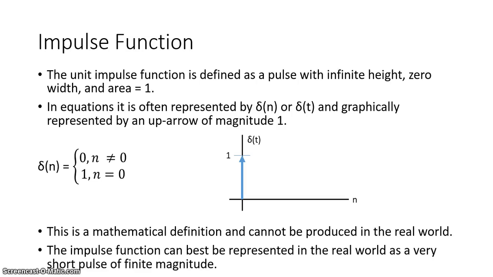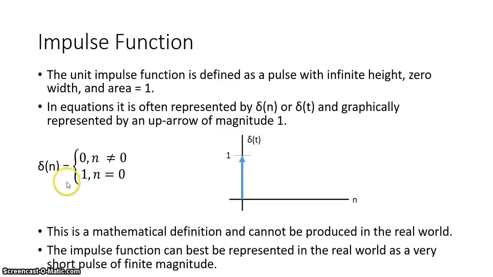The unit impulse function is defined as a pulse with an infinite height but a zero width. Because it has an infinite height and a zero width, the area of that delta function, or that impulse function, is understood to be equal to 1. In equations, it's often represented by the Greek lowercase letter delta, and by n, we use n for discrete time and we use t for continuous time. Graphically, it's represented by an upward arrow with a magnitude of 1.